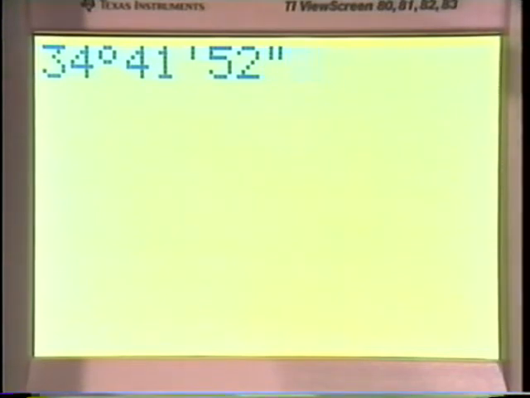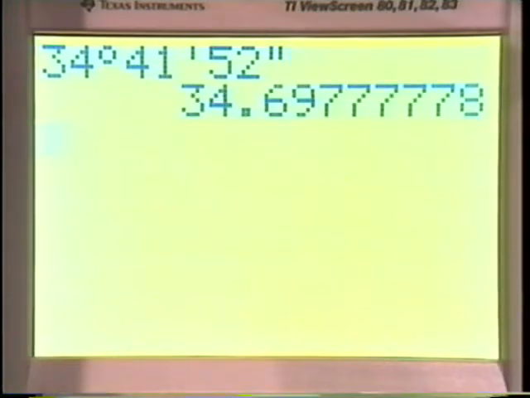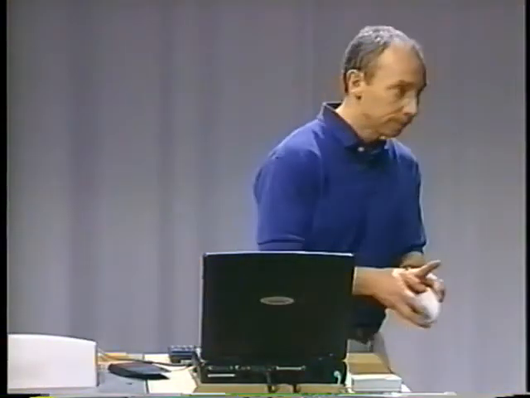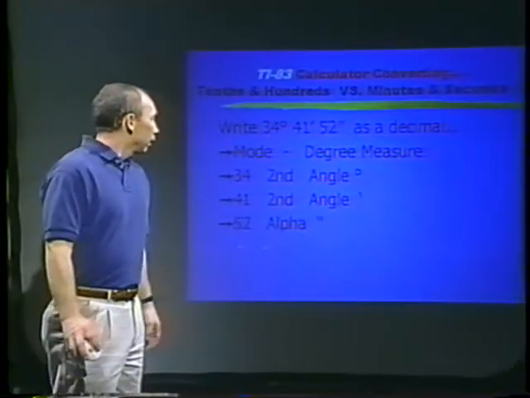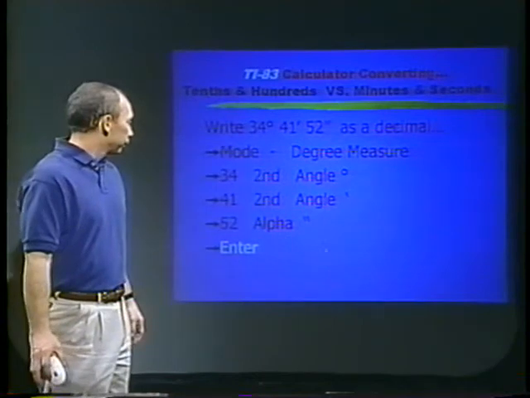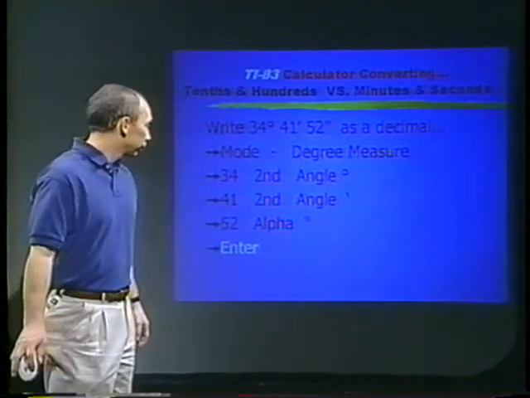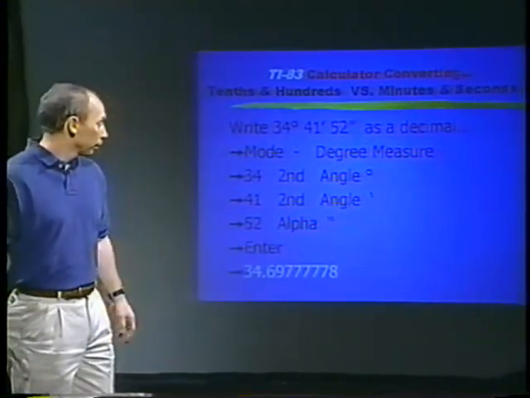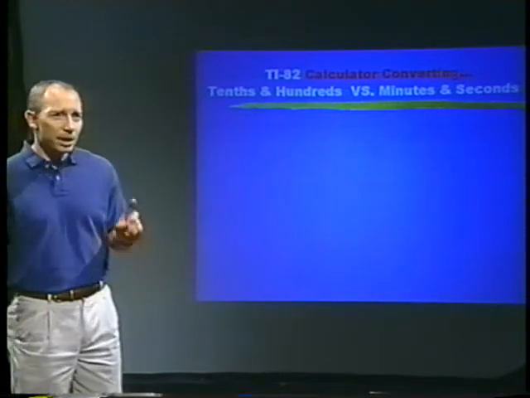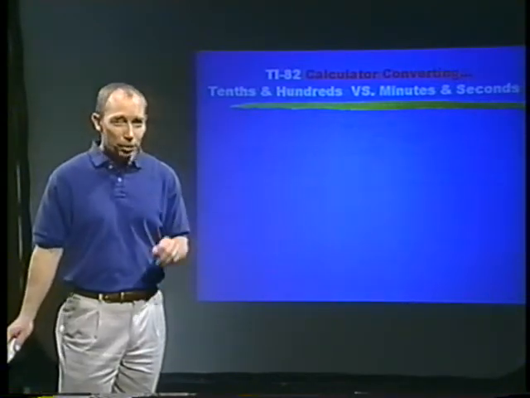Okay, and I'm actually typing in 34 degrees, 41 minutes, 52 seconds, and if I hit enter, I get a nice answer. Okay, whew, I told you it was a little bit more than 34.5. That's the idea. Okay, now, that's how to do it on a TI-83, which I think most of you have.